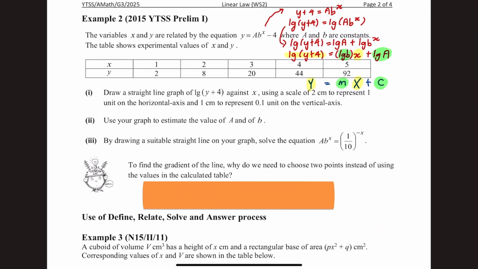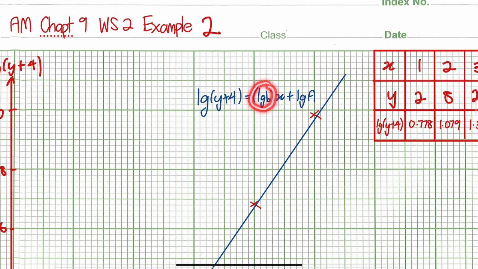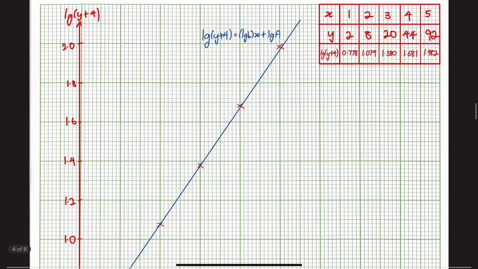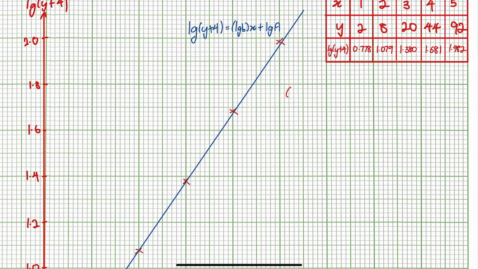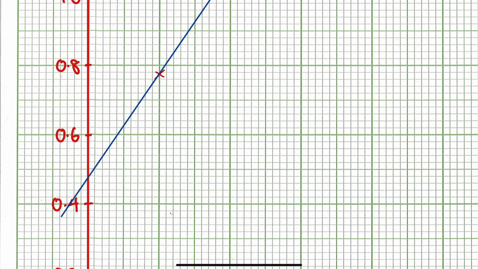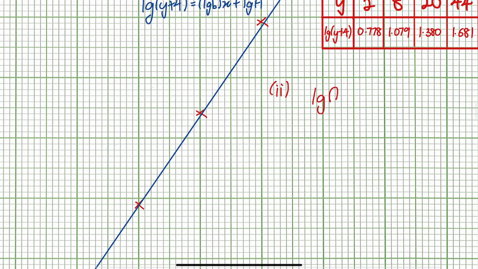Part 2: use our graph to estimate a value of a and b. If we correspond to this graph here, log b represents your gradient, log a represents your vertical intercept. Based on this graph, log a is your vertical intercept. My vertical intercept is 0.48. So log a is equal to 0.48. Therefore, a is simply 10 to the power 0.48, and I can calculate this to 3 SF. It will be 3.02.